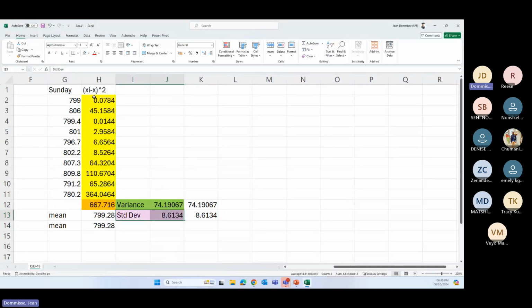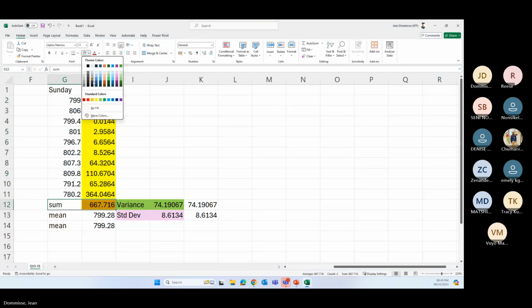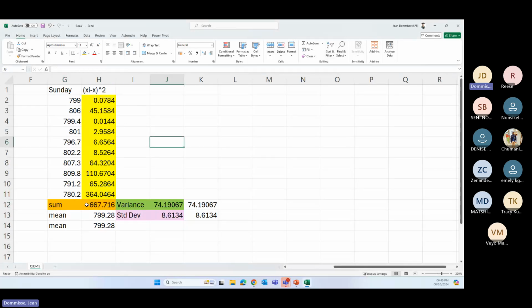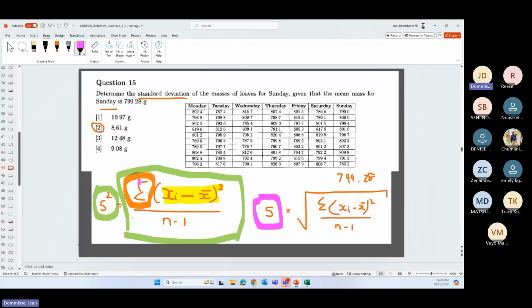Okay, so that is nearly how to break it up. That's all the x minus the mean component, all of them for x1, x2 up until x10. That is the sum of all of them. So you have a sum of all of them, then the variance is that component that we did, and that is the standard deviation.